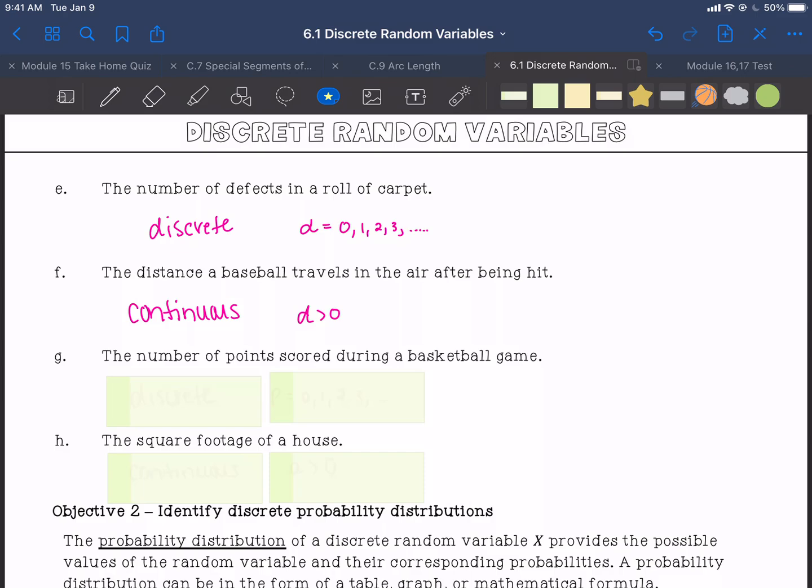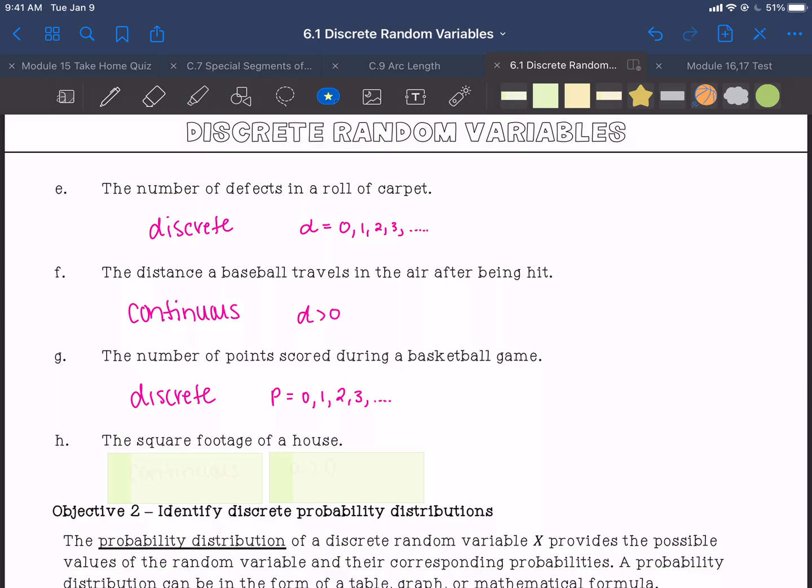The number of points scored during a basketball game, that's going to be discrete. And while we hope that it's not 0, it could be 0. It could be 1 point, it could be 2 points, and so on. Realistically, there's probably a cutoff, but you never know what the cutoff could be, because you have teams that can score in the 80s consistently. You have teams that have scored in the hundreds. So really, it could be any countable number starting with 0.